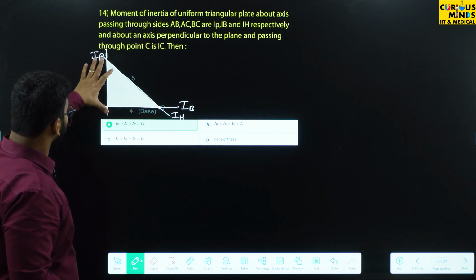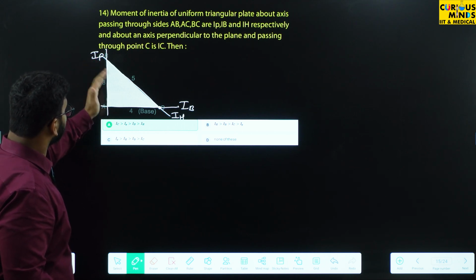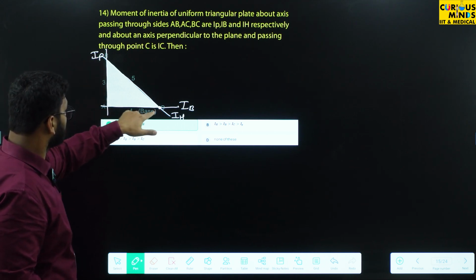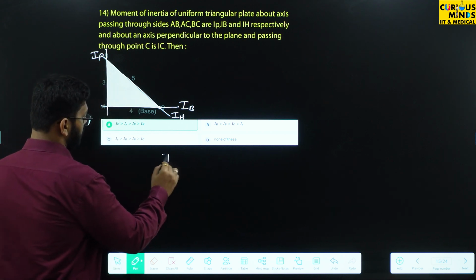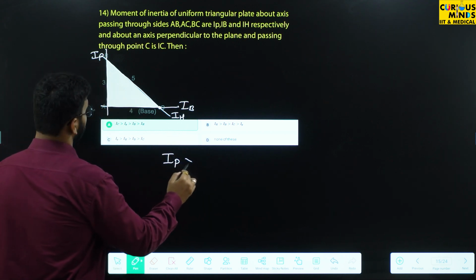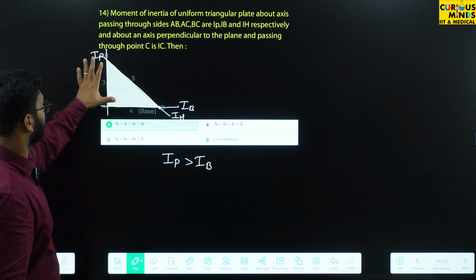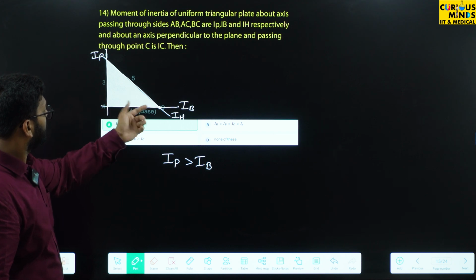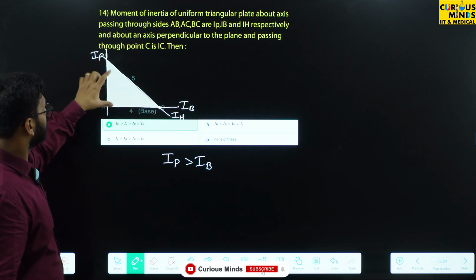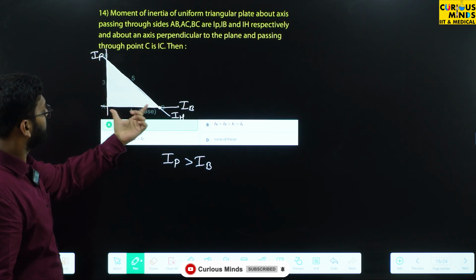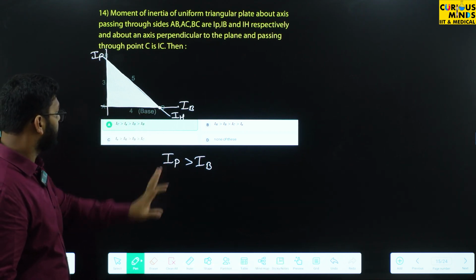If we see IP and IB, the farthest mass is at a distance 4 for IP. So obviously IP is greater than IB. That is for certain, because most of the mass is further in the case of IP compared to IB. The furthest mass is at 3 for IB, but for IP the furthest mass is at 4. So IP is greater than IB.